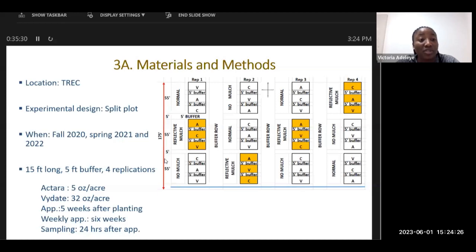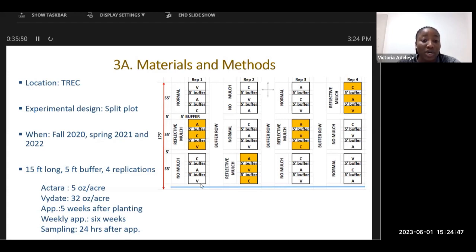This study was conducted at TREC. The experimental design was a split plot design. It was done in fall 2020, spring 2021, and spring 2022. As you can see here, we have the 3 different mulch types: the regular mulch, the reflective silver and white mulch, and the no mulch.